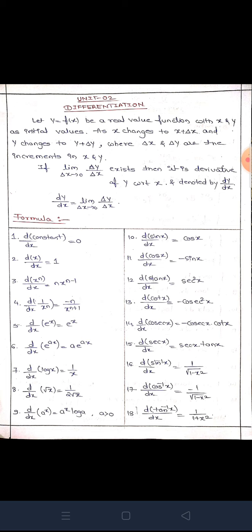Differentiation of sin x is cos x. Differentiation of cos x is minus sin x. Differentiation of tan x is equals to sec square of x. Differentiation of cot x is minus cosec square x. Differentiation of cosec x is minus cosec x into cot x. Differentiation of sec x is sec x into tan x.